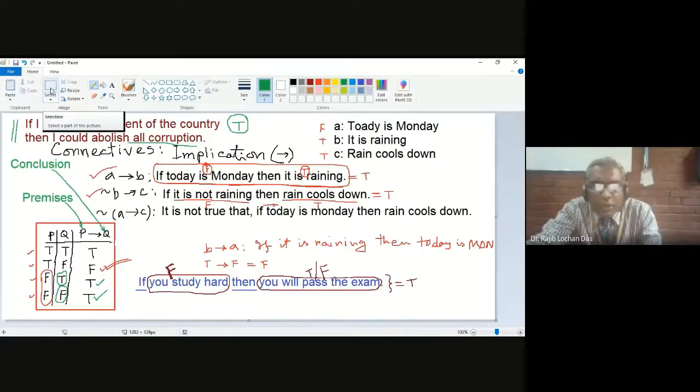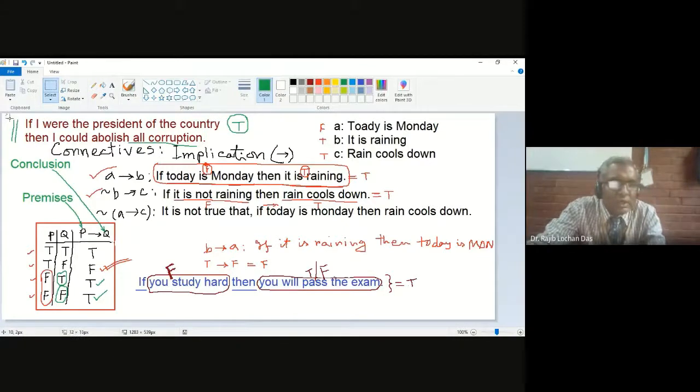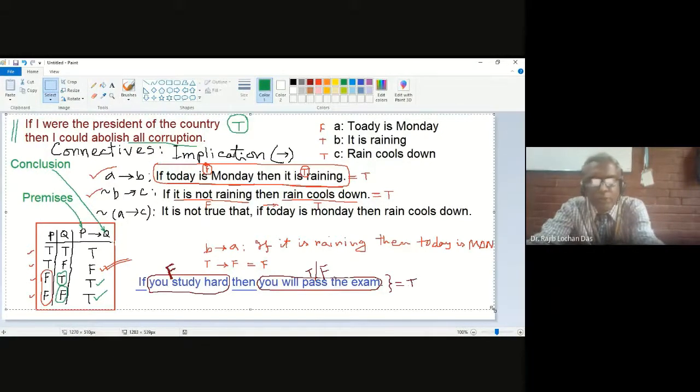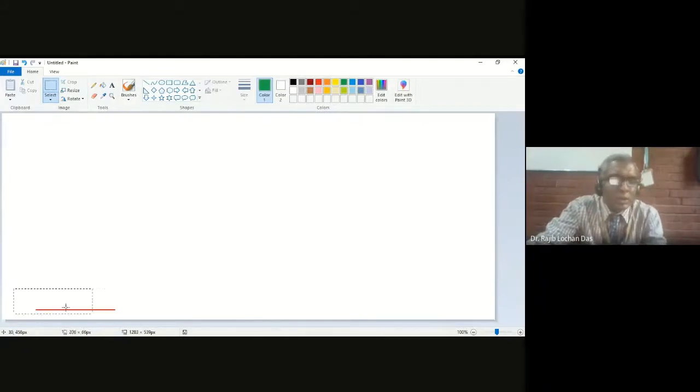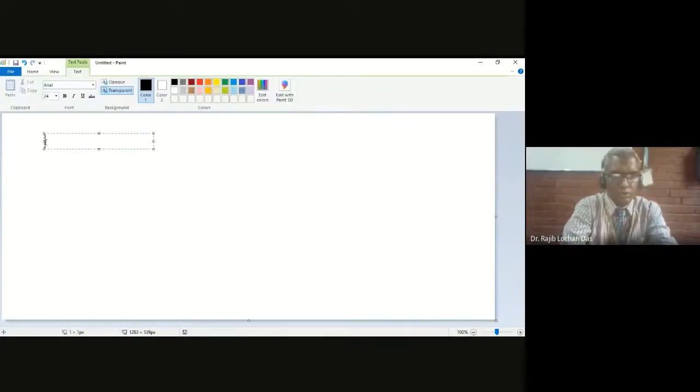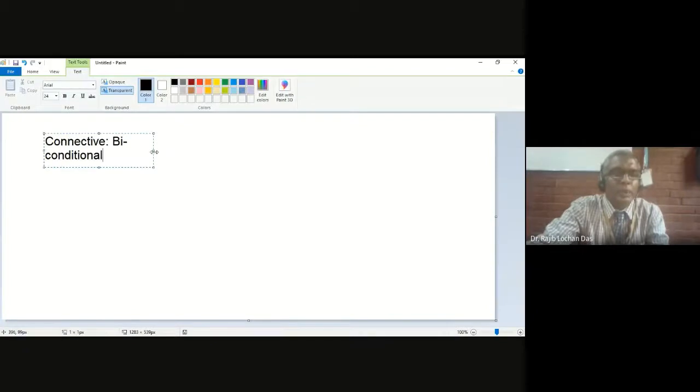Okay, good. So let me just finish this here. Let me talk about another one. Another connective, last connective today. Okay, so that is called another connective. It is called bi-conditional.